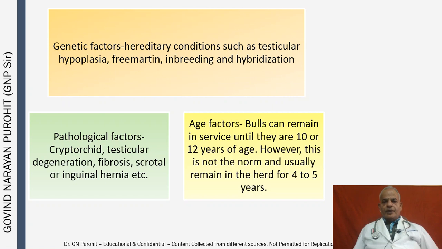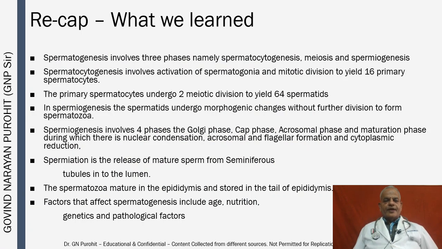The age of the bull has a direct effect on the spermatogenesis. Bulls can remain in service until they are 10 or 12 years of age. However, this is not the norm and usually they remain in the herd for 4 to 5 years. So let us hurriedly recapitulate what we have learned. Spermatogenesis involves three phases, namely spermatocytogenesis, meiosis, and spermiogenesis.